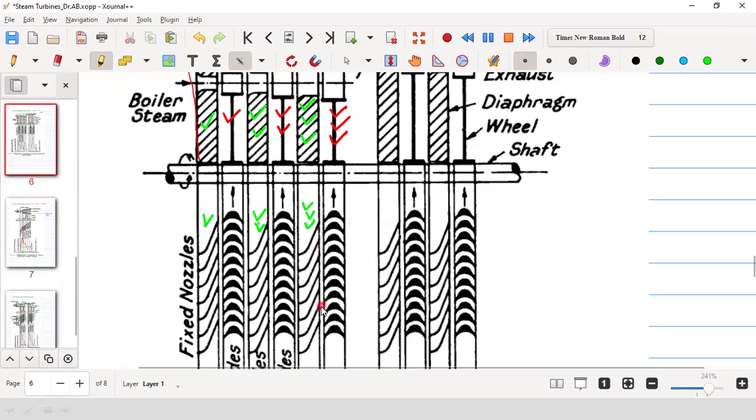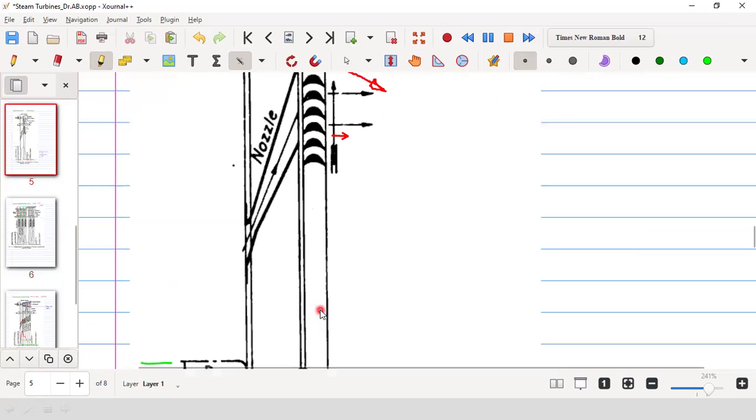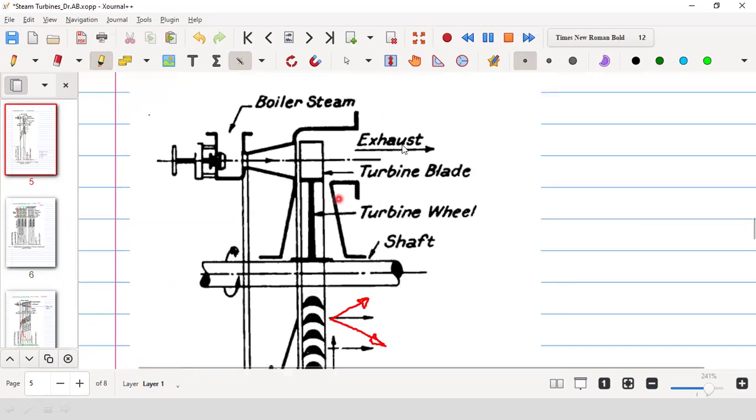So in case of a simple impulse turbine, what are the names you see? This is exhaust. This is boiler steam. That is quite clear. This is the turbine blade. The blade will rotate. This is the turbine wheel. The blade is mounted on the wheel, and this is the hub. These are common nomenclature. This is the simple turbine.